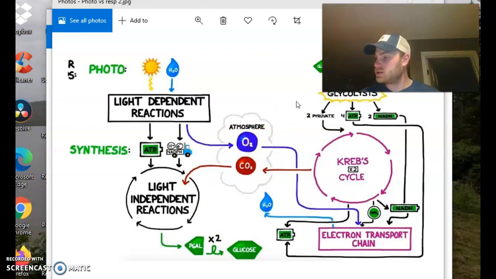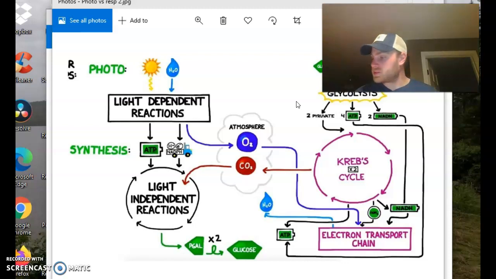In contrast, cellular respiration, most animals create energy by the process of cellular respiration. It takes place in the mitochondria and is considered a catabolic reaction because we are taking those large sugar molecules and then breaking them down and using them in smaller molecules.